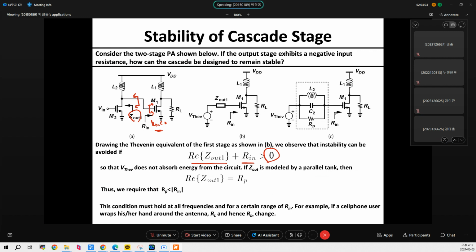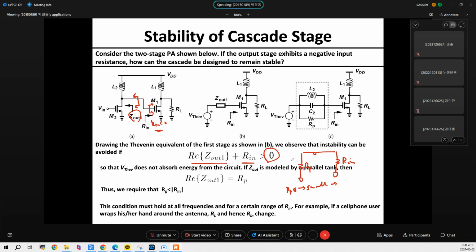If you take a look at this parallel network, right? So this RP is in parallel. This is RP, okay? And this is another R in. So this is in parallel. So for the parallel network, right? If RP is small, it is more vulnerable to oscillation. If RP is large, then it's easy to make it stable, okay?